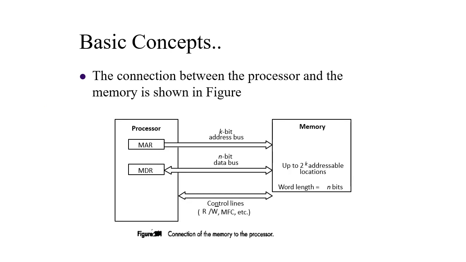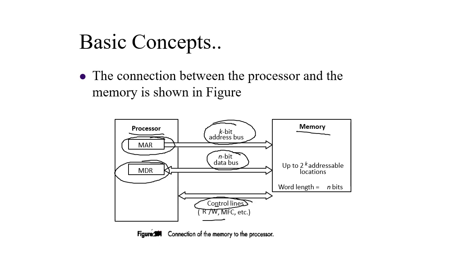In this particular slide, all the discussions we have done in the previous slide are represented in a diagrammatic way. Here we have the processor and the memory. Inside the processor you will have the MAR and MDR registers. These are the buses: the k-bit address bus, the n-bit data bus, and the control signals, which include read/write bar, MFC, and many other signals associated with the processor and the memory.